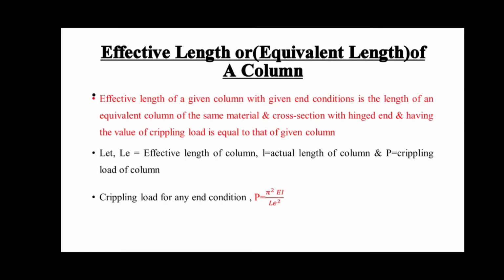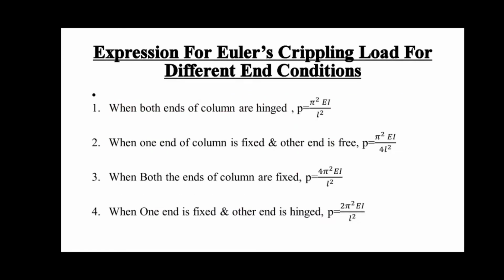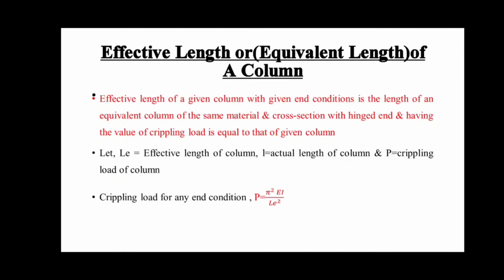Let LE be the effective length of the column, L the actual length of the column and P the crippling load of the column. Then the crippling load for any end condition P will be equal to pi square EI by LE square. We have told that for different end conditions, there are different crippling loads. In common, we can say that the crippling load for any end condition is P equal to pi square EI by LE square.